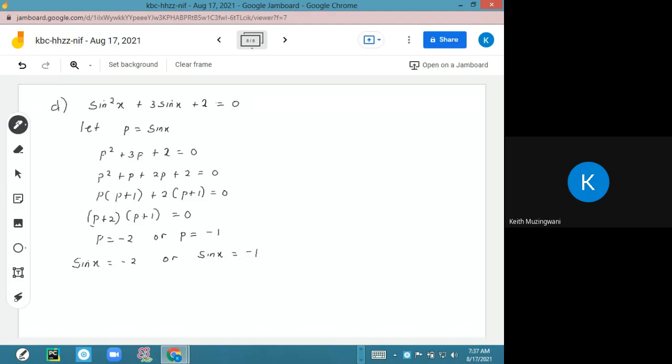Now you understand that this one does not make sense, so we forget about it. And then this one, where is sine negative 1? x is equal to, you saw when you were doing the graphs, x is equal to 270. Change it to radians, you get 3 pi over 2. We only have one solution.